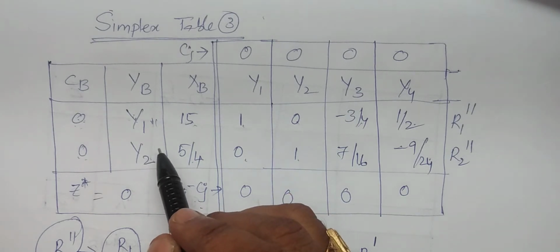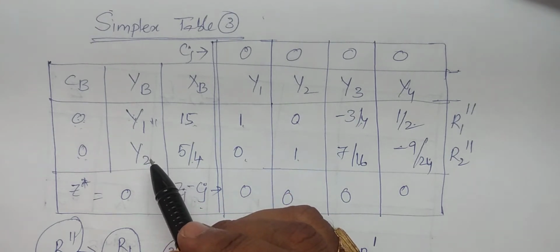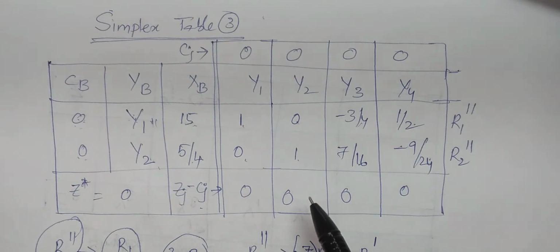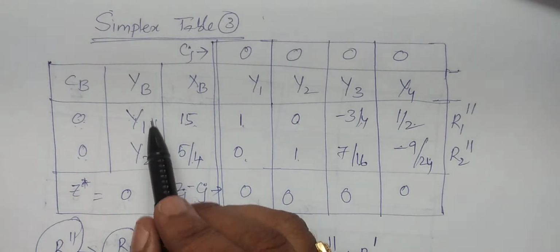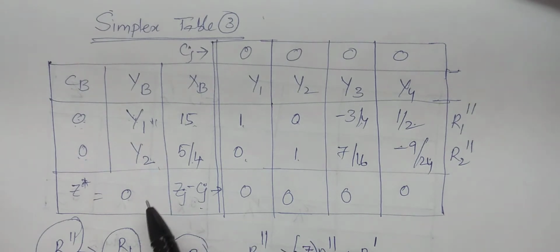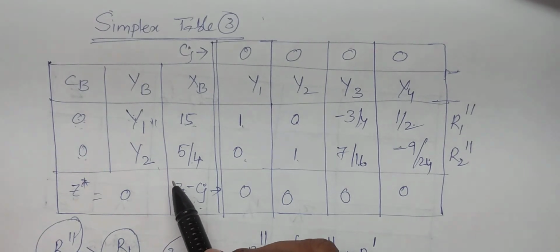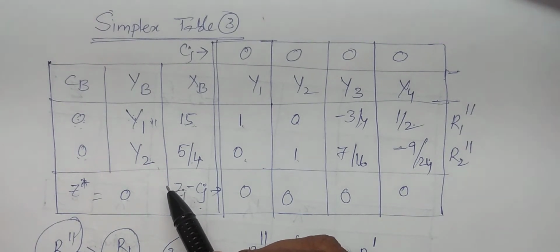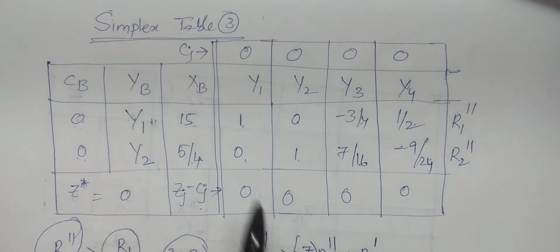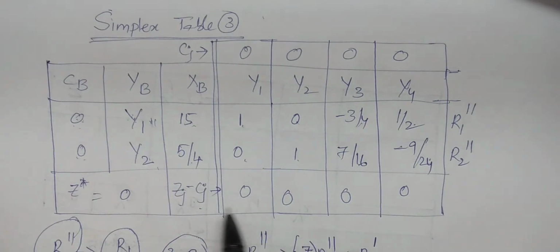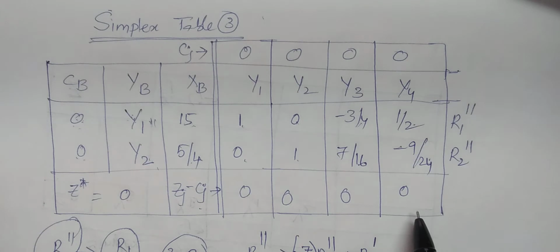Of course, you can see, you have to observe the artificial vectors are y5 and y6. Here no y5, no y6, that is, no artificial vector appears on the basis. This is case 1: no artificial vector appears on the basis, and all Zj minus Cj net evaluations are greater than or equal to 0. So in this case, proceed to phase 2.